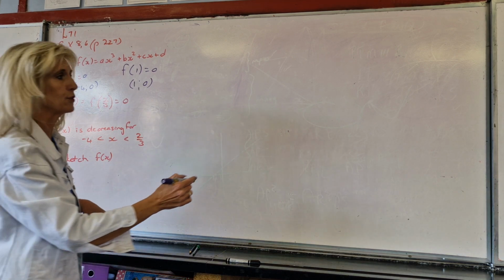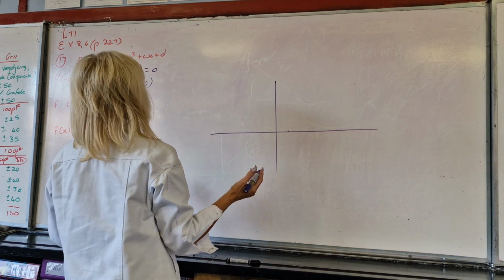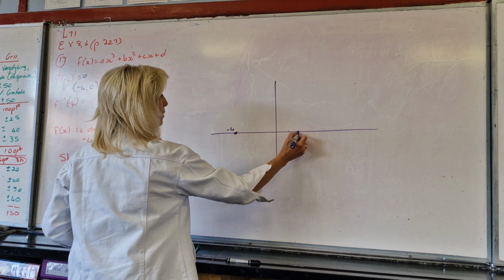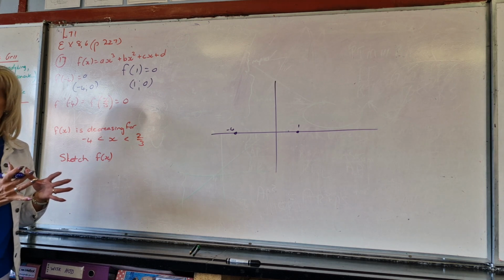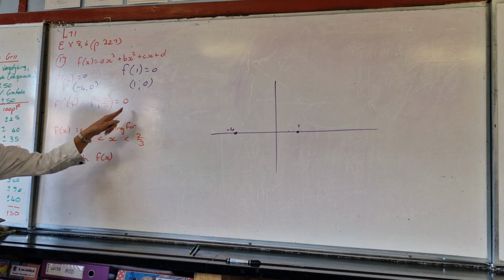So can I start sketching? Yes. I think I'm going to maybe have to erase after a bit, but I know that the x-intercepts are at -4 and at 1. And remember, it's a sketch graph. So please don't make it so small you can't see what's going on. It's not scaled.